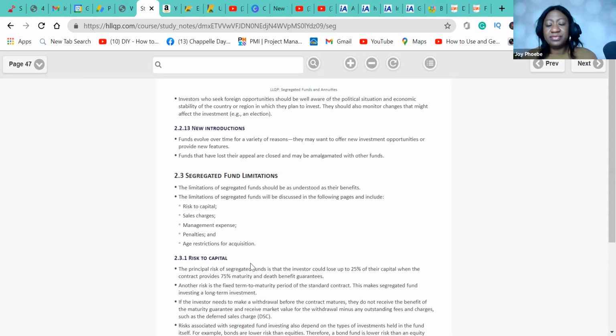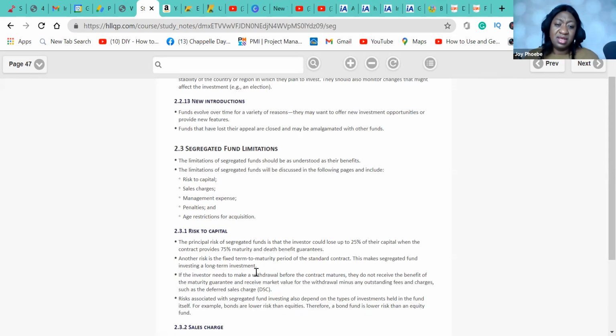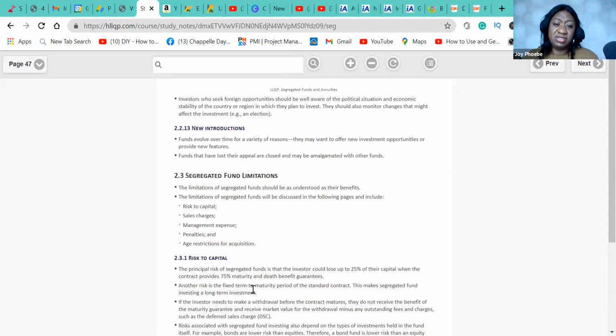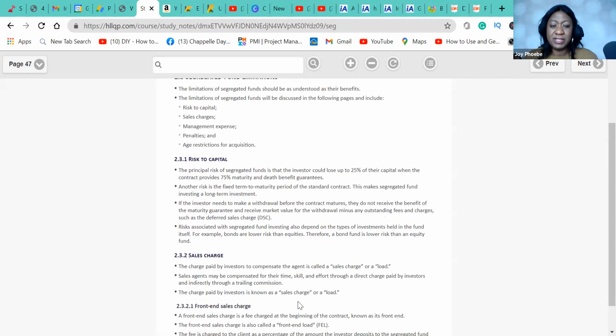Everything that has some good side sometimes has some setbacks. So with all the benefits and advantages we've talked about that segregated funds bring to the table, there are some limitations as well. Some of the limitations are risks to capital, sales charges, management expense fees, penalties, and age restrictions for acquisitions. We'll start with the first one, which is risk to capital.